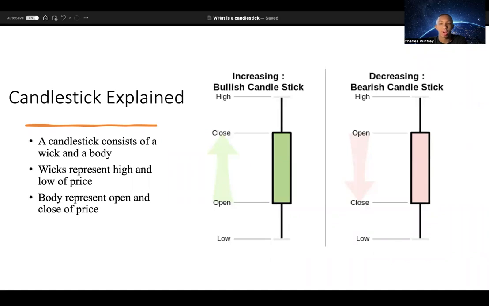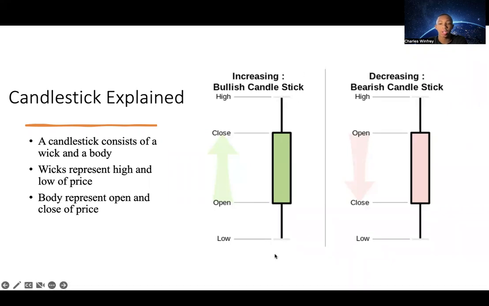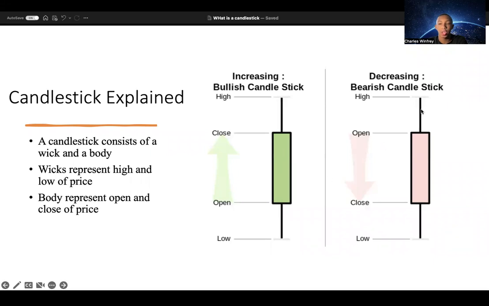So candlesticks have two parts. They consist of a wick and a body. The wick shows the highest a stock got over its respective time period and the lowest a stock got over its respective time period. And a candlestick also has what we call a body. A body shows the open and the close of a stock over that time frame.